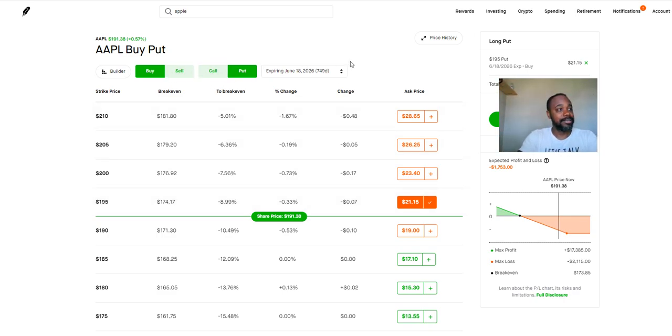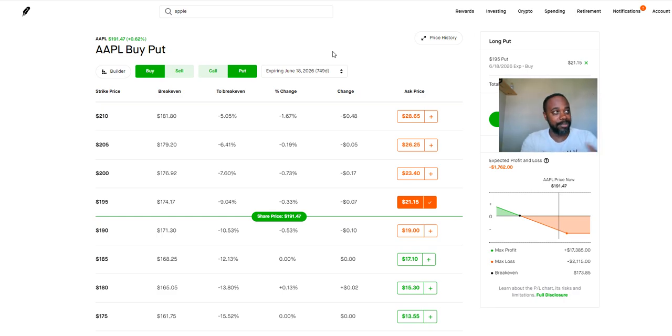So this is the concept. You can see it's much cheaper to do a put on Apple than it is doing a call, because Apple has gone up today, so that means the options for a put, if you think Apple's going to go down, are going to be cheaper. So this is how you buy stocks at a discount.